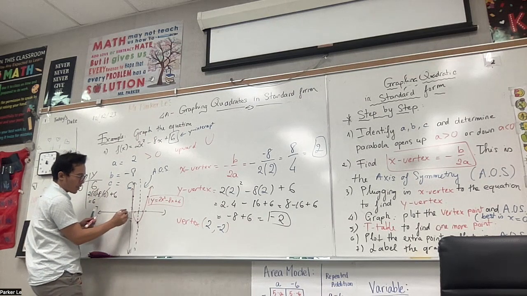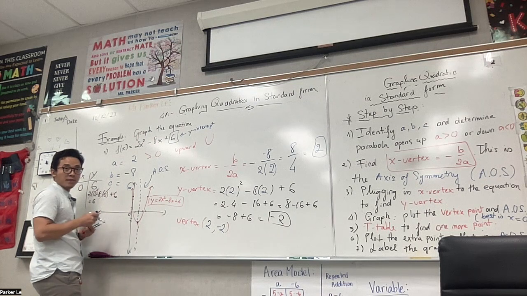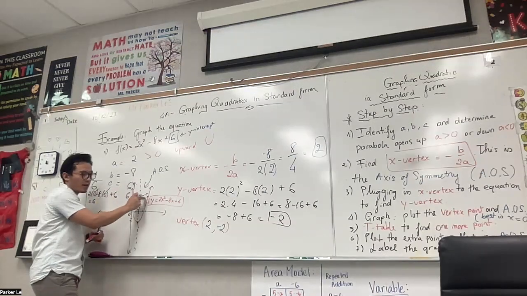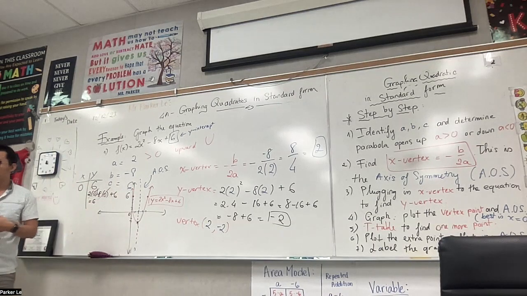So I have 0 right here. 1, 2, 3, 4, 5, 6, 6 right here. So that is my point. And after I count this point, I just flip it over here. Reflect it. You get the third point. I just gave you another point. Any question you ask is good.